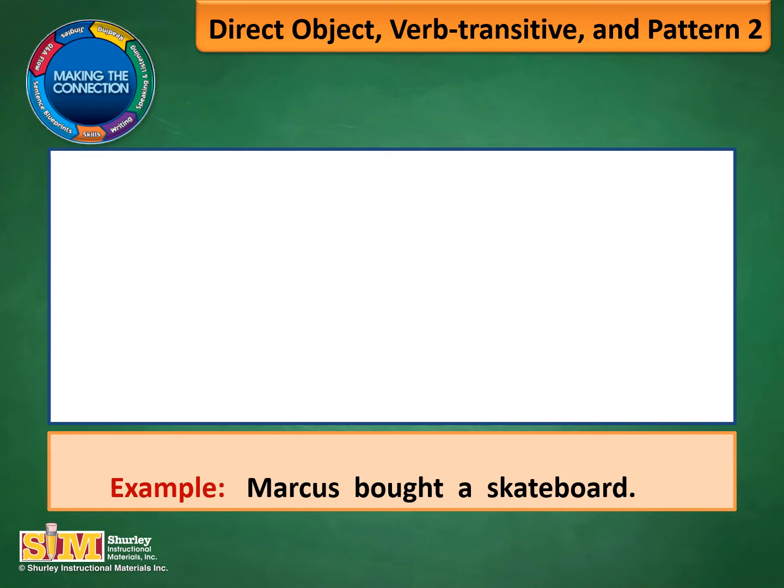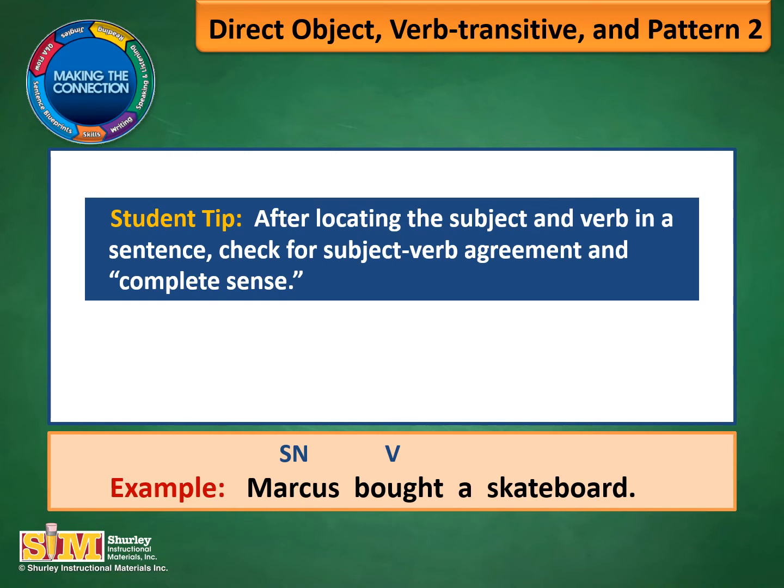You know that students learned how to identify the subject noun and verb of a sentence during Pattern 1. Let's identify those two parts of speech now. Ready? Marcus bought a skateboard. Who bought a skateboard? Marcus. Subject noun. What is being said about Marcus? Marcus bought. Verb.